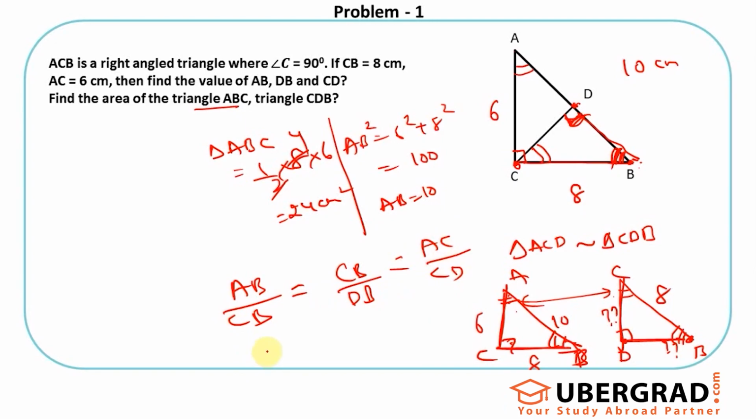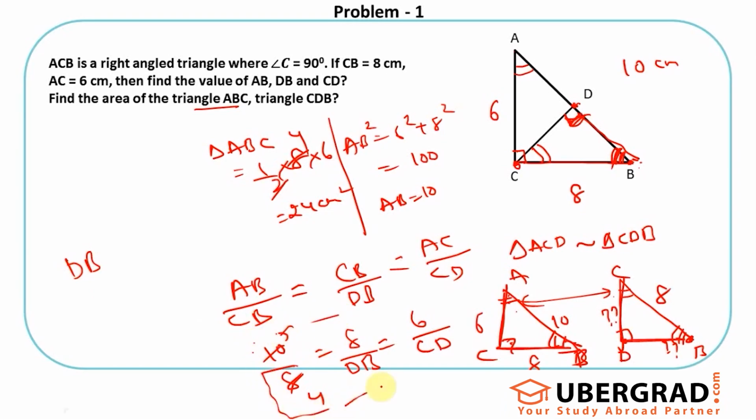And what is AB? 10. What is CB? 8. CB is 8, DB is what I don't know, and AC is 6 and CD is something that I don't know. So this turned out to be 5 by 4. Right? I can do DB is equal to, I'm only using this part, right? 5 by 4 is equal to 8 by DB, so cross multiply. So DB into 5 is equal to 8 into 4, so DB is equal to 32 by 5.